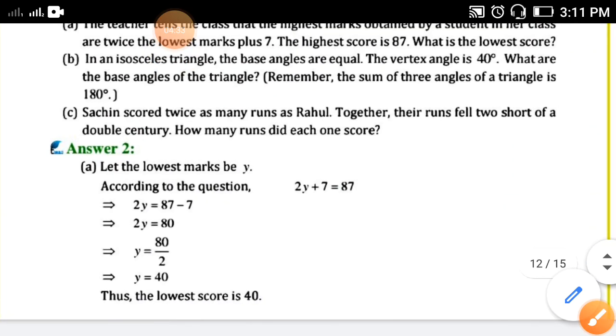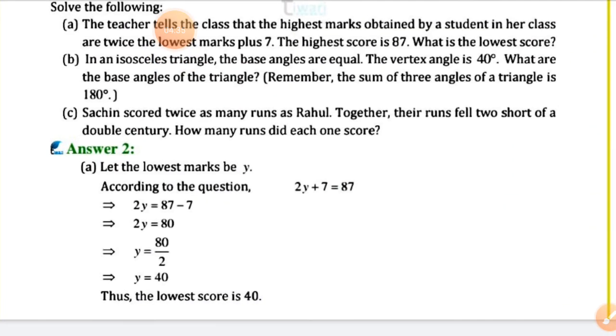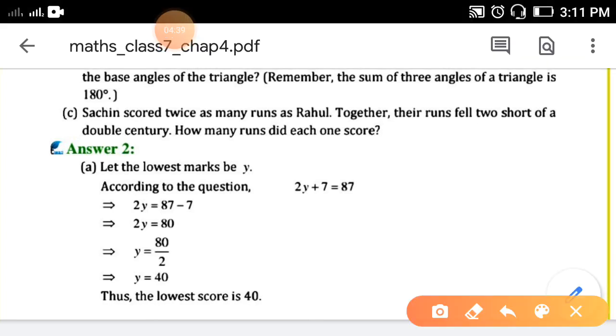Next, Sachin scored twice as many runs as Rahul. Together their runs fell too short of a double century. How many runs did each one score? Okay, what is the score of Sachin? Twice as many runs as Rahul. Double of Rahul's score.